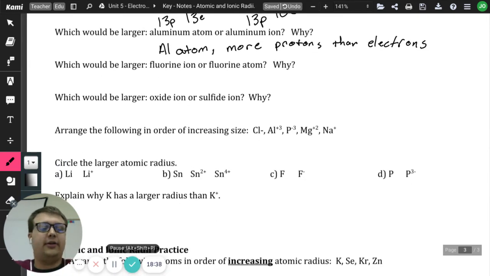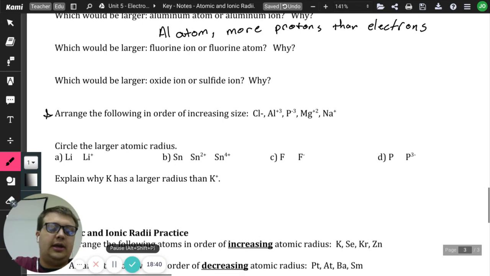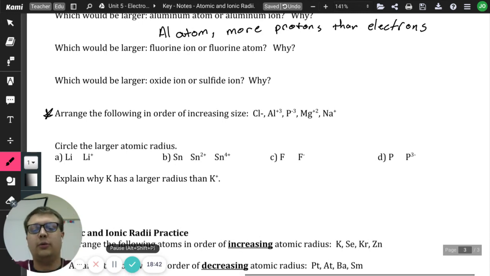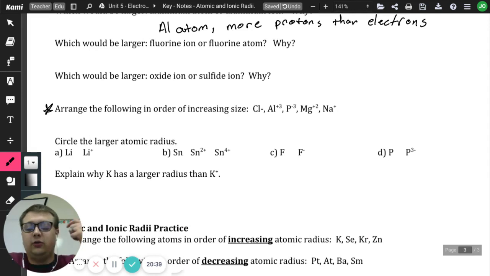All right, so now let's look at this one right here. Arrange the following in order of increasing size. Okay, so let's compare these. I've got chlorine with a -1 charge, aluminum with a +3, phosphorus with a -3, magnesium with a +2, and sodium with a +1. Now, if you notice, those are all on the same row. So I need to figure out what's going to happen with our size.